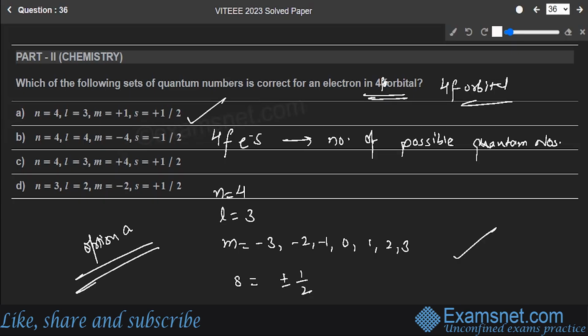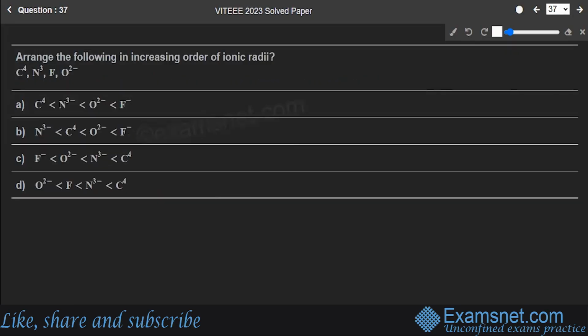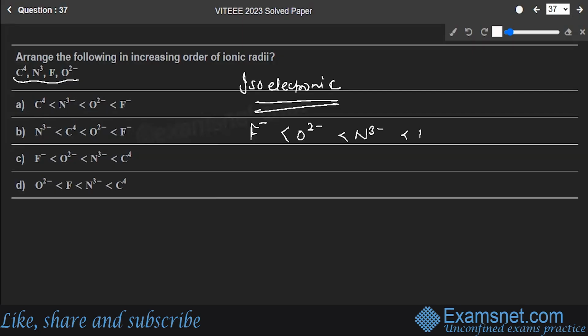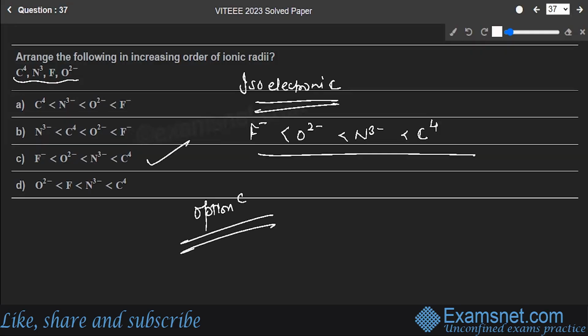Hope you understood that. Next is question number 37. Arrange the following in increasing order of ionic radii. All of the given species are isoelectronic. In this case, in the isoelectronic species, ionic radii increase with the increase in the negative charge on the anions. That makes, if I look at this one, first of all you have fluorine, then oxygen, followed by N-3, followed by C power 4. This is option C. So this is the right answer to the question.